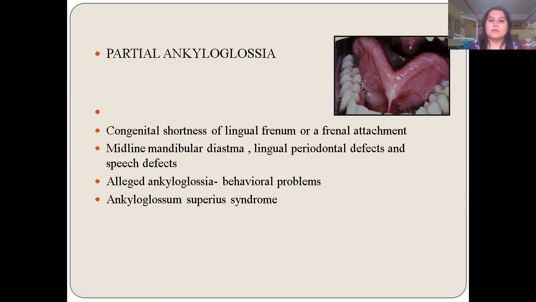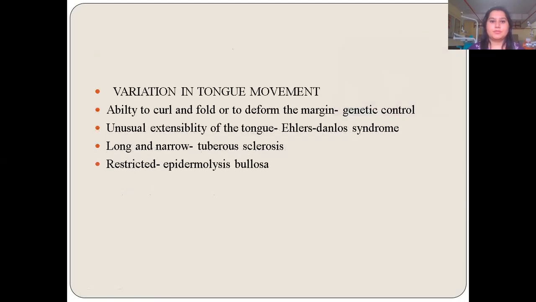So here you can see partial ankyloglossia. There is variation in the tongue movement due to partial ankyloglossia. Ability to curl and fold or to deform the margin becomes a little restricted. There is unusual extensibility of the tongue in a syndrome called Ehlers-Danlos syndrome. The tongue becomes long and narrow in tuberous sclerosis. Sometimes it becomes restricted in epidermolysis bullosa also.